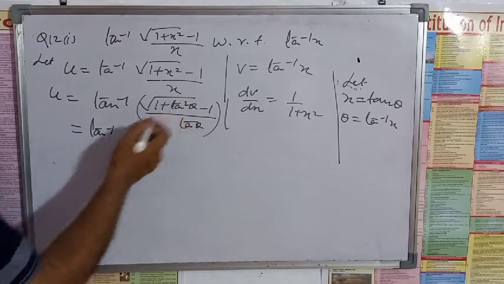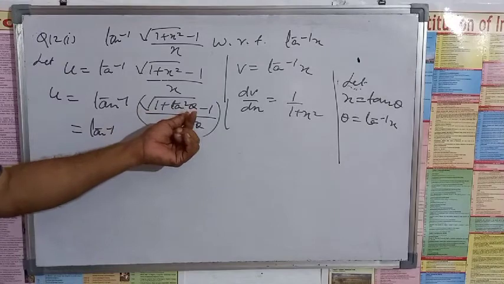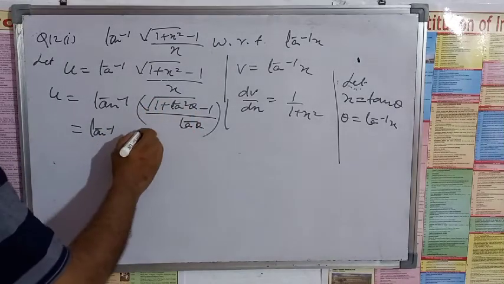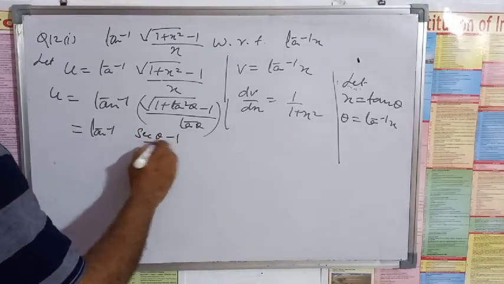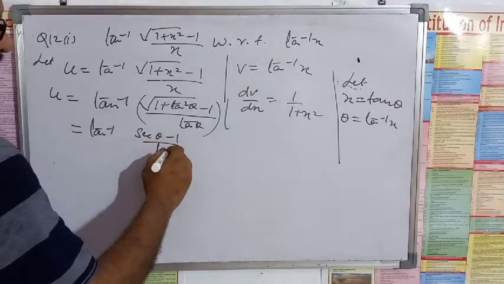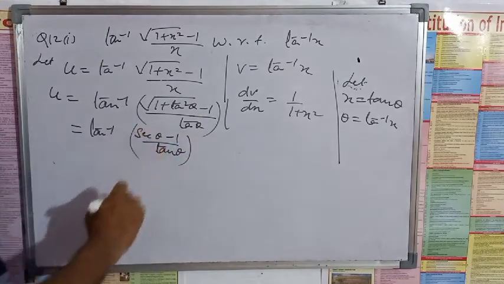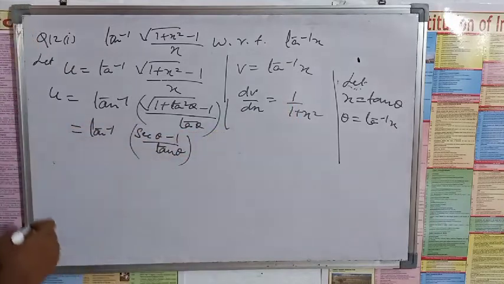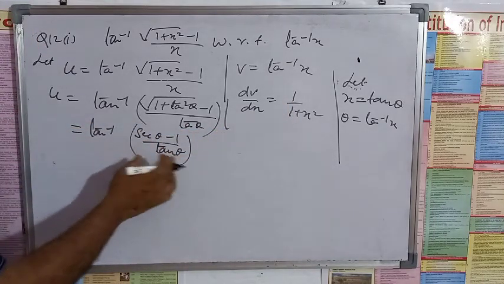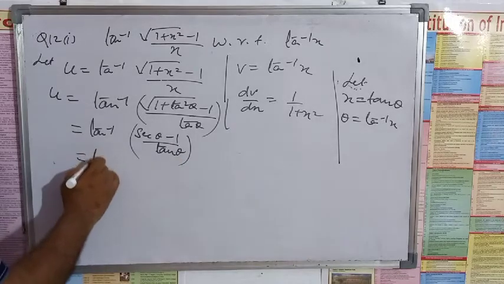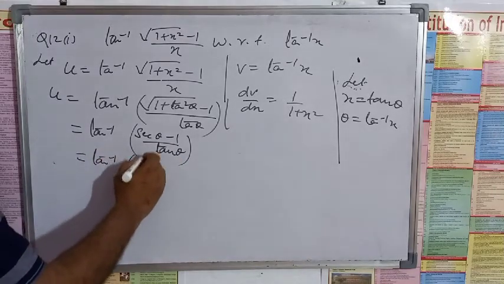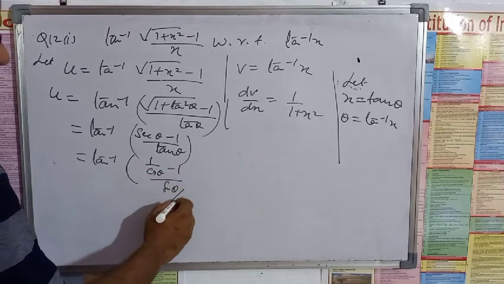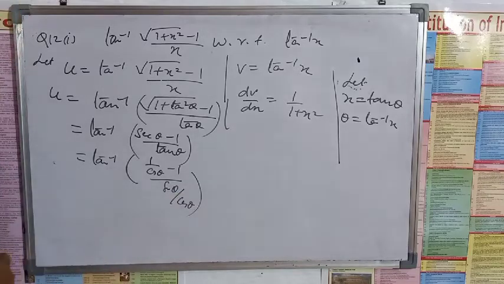1 plus tan square theta, we know from the identity, is sec square theta. Take the square root, it will be sec theta. So sec theta minus 1 upon tan theta. We have already found the derivative of v, and we have to bring this bracket in terms of tan. So write tan inverse, sec theta means 1 by cos theta, minus 1, and tan means sin by cos.